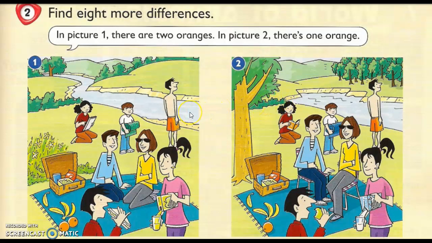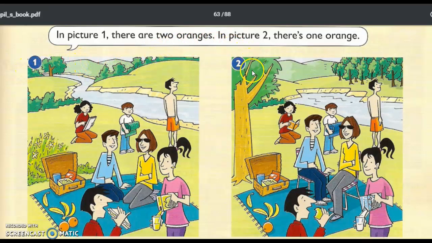In picture 1, there is a long river, but in picture 2, there is a lake. In picture 1, there are 2 small mountains, but in picture 2, there are 2 big mountains.